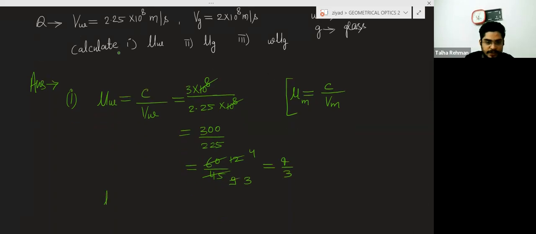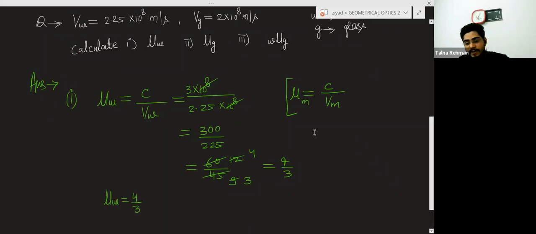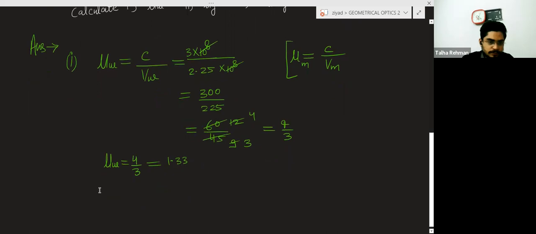So what is the refractive index of water? 4 by 3. And when you divide it, 3 ones are 3, and here will be 10, so 3 threes are 9. So it will become 1.3333, that is 1.33. So there will be no unit of refractive index. Second, they are asking the refractive index of glass.